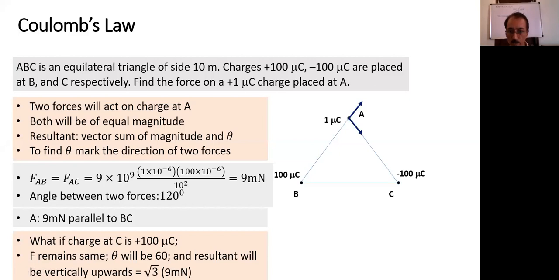Which charge am I changing now? This -100, suppose we change the sign, make it +100. What will happen to the force acting on charged particle A? This force will not change because we are not changing charge B. But the force due to C, its magnitude will not change because the magnitude of charge will not change. But the sign has been changed. What will happen? Direction of force also will change. It will reverse. So this force due to C will start acting in this direction.